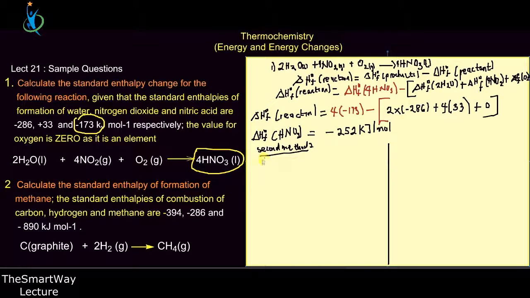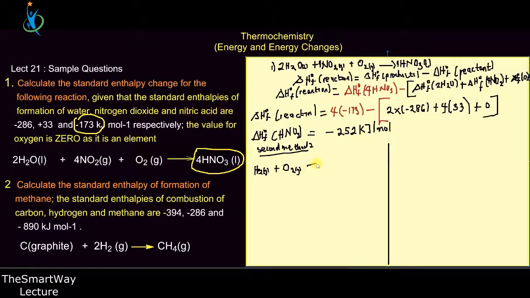So let's watch here. We are going to divide this into several steps, and the first one we are going to write down is the standard enthalpy of formation of water. And we know that the standard enthalpy of formation of water begins from hydrogen existing as a gas and then adding it to oxygen also as a gas.